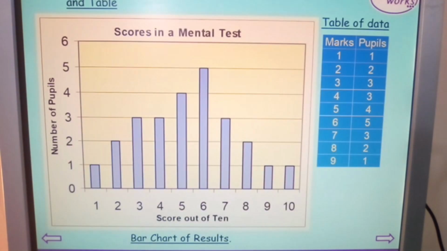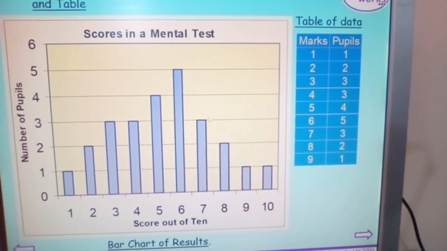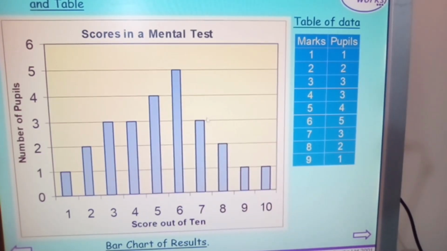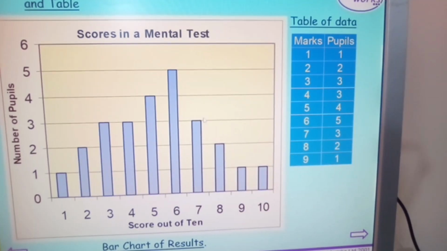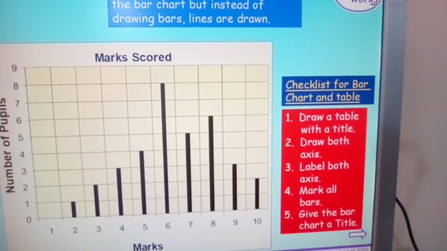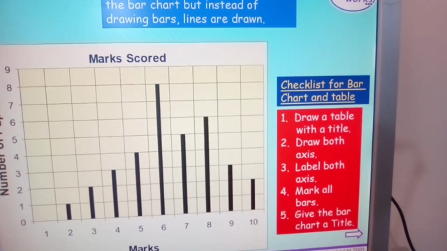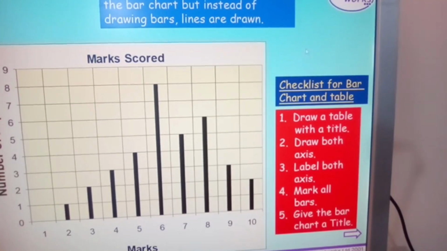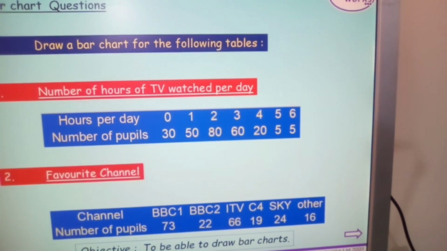Bar charts. Example bar chart and table. Okay, simple enough. Most of you will be familiar with that, so I don't need to spend too long on this. Bar, line graph if you prefer. Bar chart questions: draw a bar chart for the following tables.